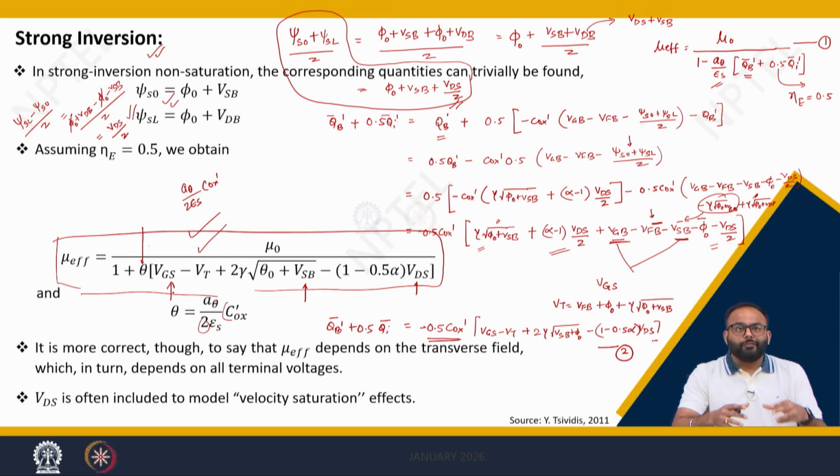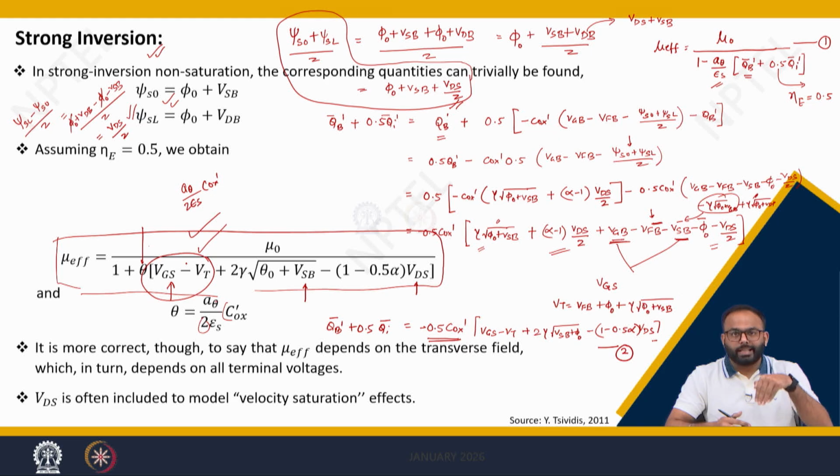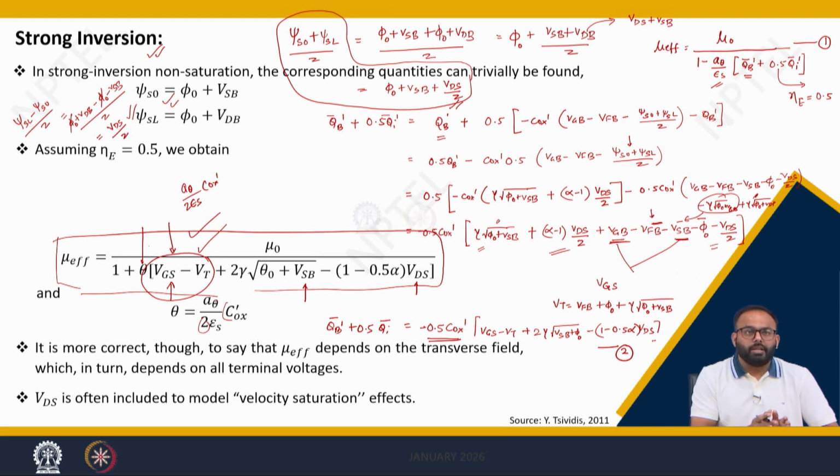So if you see carefully, the important factor which is affecting mu effective is Vgs minus Vt. This is a dominant term. That is what we can simply say, the vertical gate voltage, or in general we can say the vertical field, affects the mobility. That is what the effective mobility is governed by: the vertical field which is provided by the gate, correct. Now we do have a dependence on Vds.